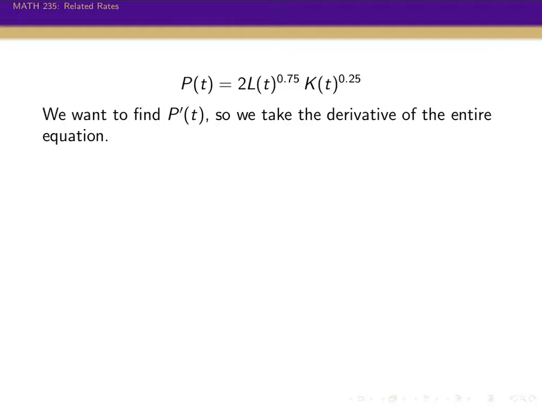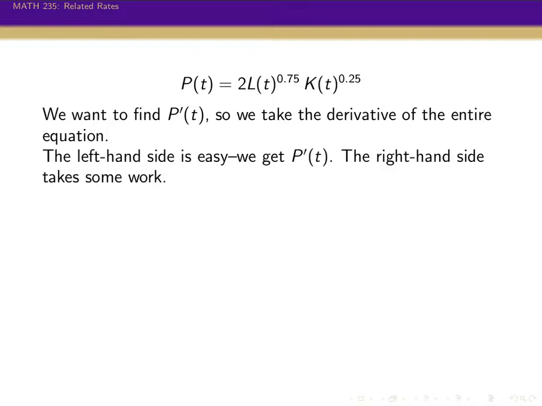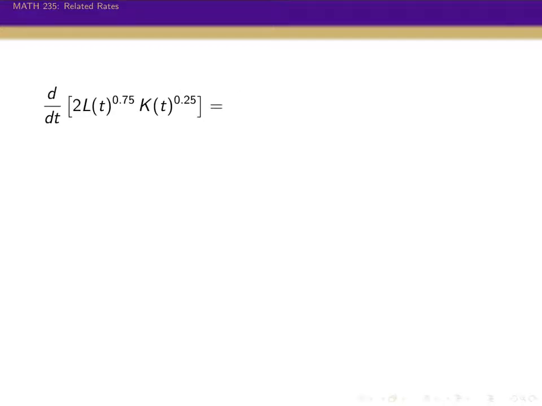So we want to know about how production is changing. And so to get P prime here, we're just going to take the derivative of the whole equation. Now the left side of this is just P by itself, and so when we take the derivative of that, we're going to get P prime, which is what we want. On the right-hand side, we have this product of these functions to powers, and so this is going to take a little bit of work to figure out what the derivative on the right-hand side is.